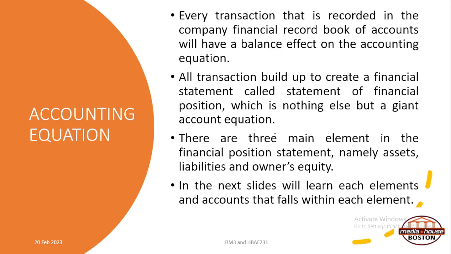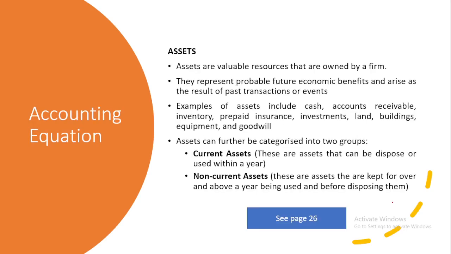So here it says that there are three main elements in the financial position statement, namely assets, liabilities, and owner's equity. So the accounting equation that we actually perform leads to the statement of financial position. So the statement of financial position is another way of presenting the accounting equation of the company. So in the next slides, we learn each element and the accounts that fall within each element of the accounting equation.